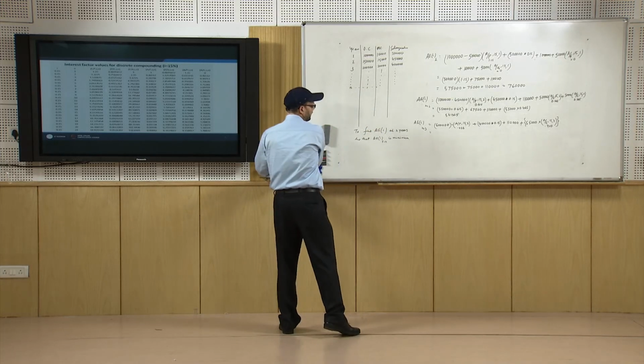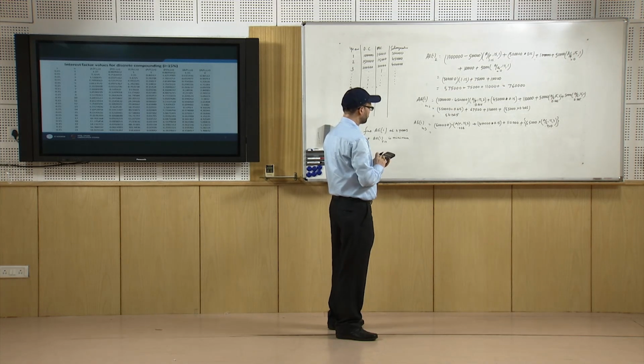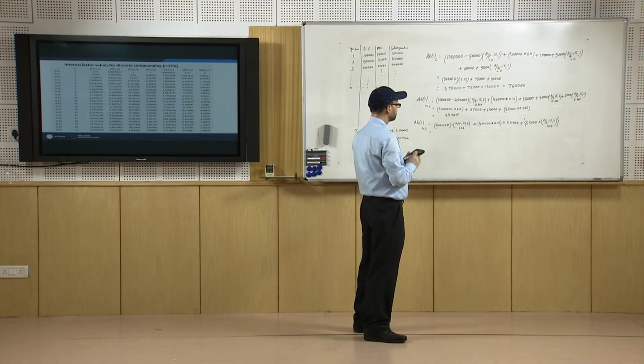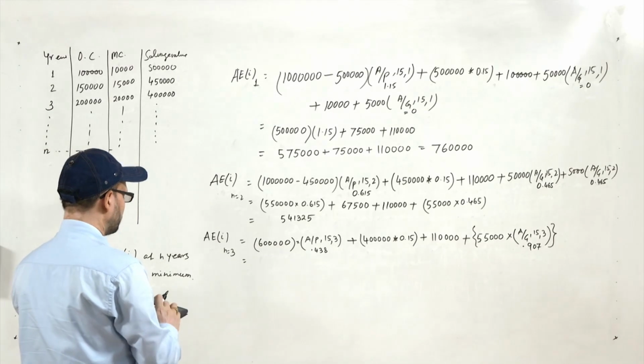So, we can further write 6 lakh multiplied by 0.438 plus 60,000 plus 1,10,000 plus 55,000 multiplied by 0.907. So, we have to further do it separately.